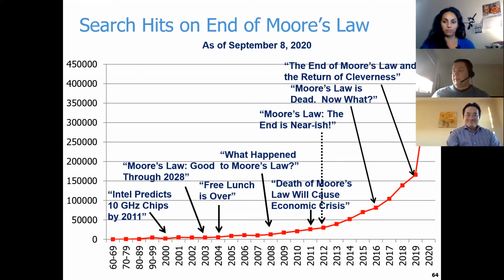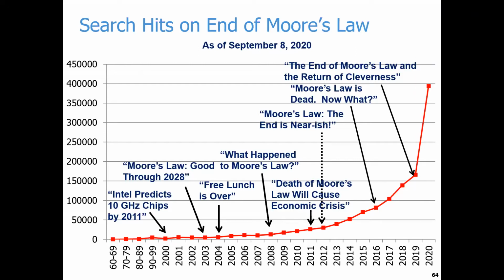This is actually my graph that I've been keeping that plots the number of hits on the end of Moore's law. I actually put in a few fun articles that make me smile when I look at this trend. Back in 2000, in the halcyon days at Intel, everything was great. They were predicting 10 gigahertz chips by 2011. And if you fast forward to 2011, when we were supposed to have these 10 gigahertz chips, the articles were then saying the death of Moore's law will cause an economic crisis.